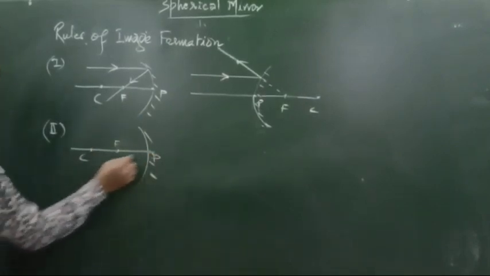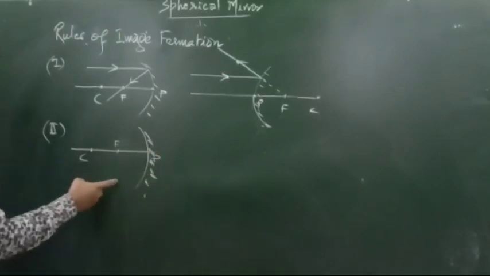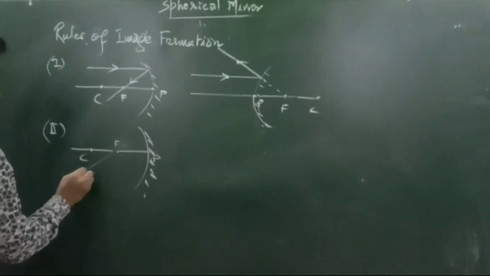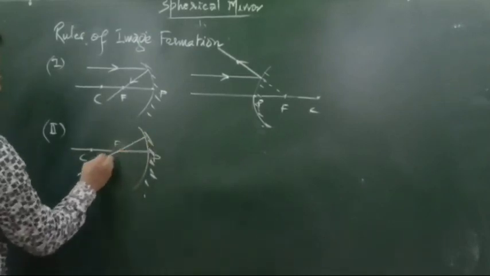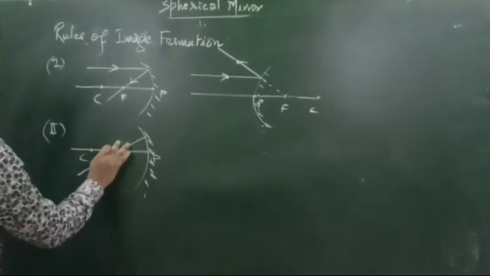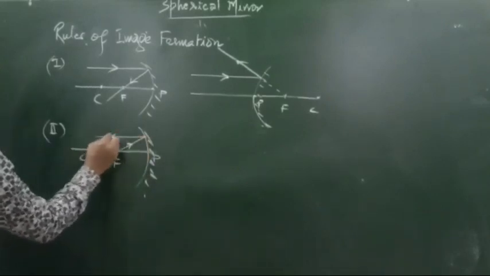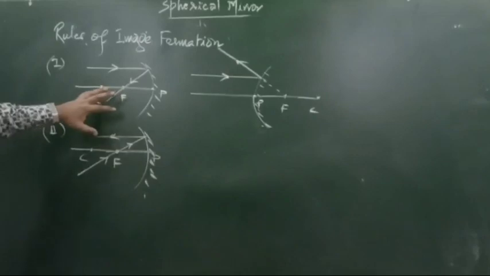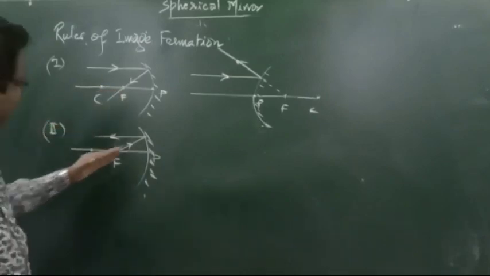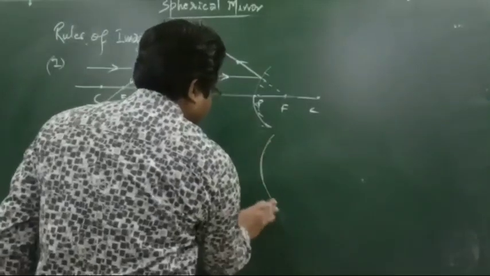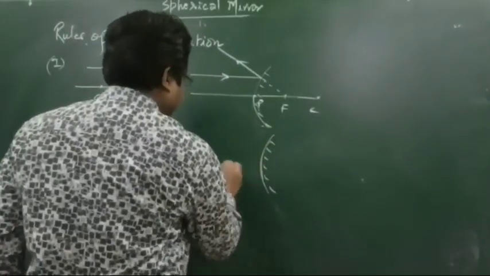If a ray is incident on a concave mirror through the focus, then after reflection, the ray becomes parallel, just the converse. After reflection, the ray will become what? Parallel.